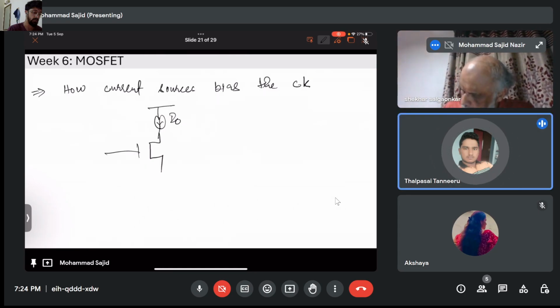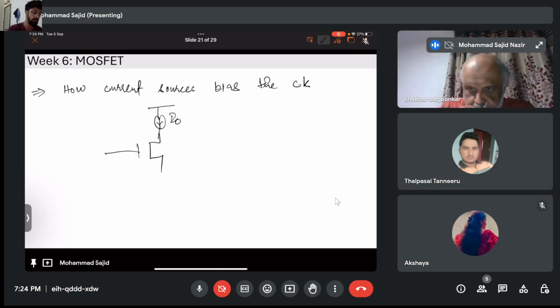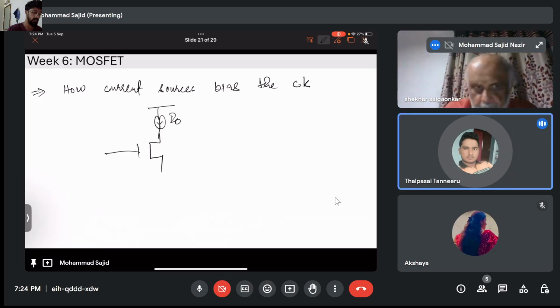Sir, it depends on the gate to source voltage, sir. So you're not applying voltage here in current biasing. That's what we summarized from the previous discussion. So we are using only the current source here. Yes, sir. But the drain current should, it is a drain current, no, sir.